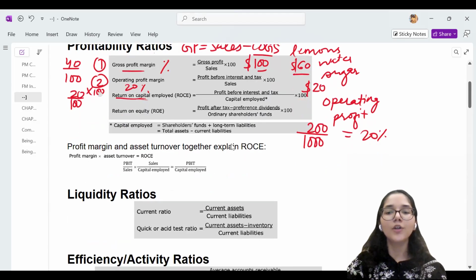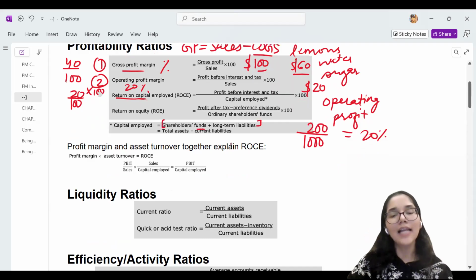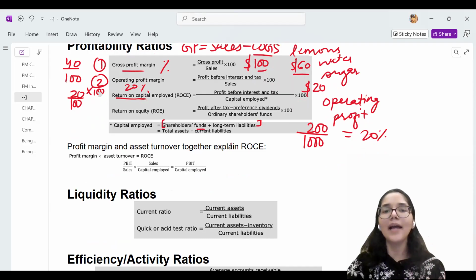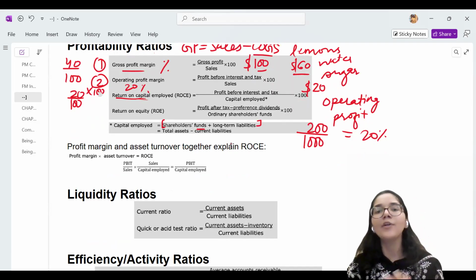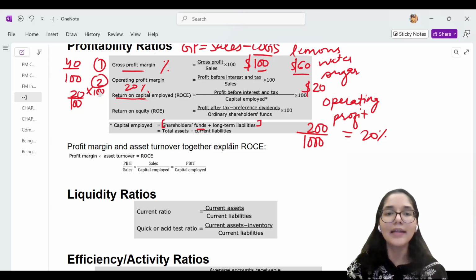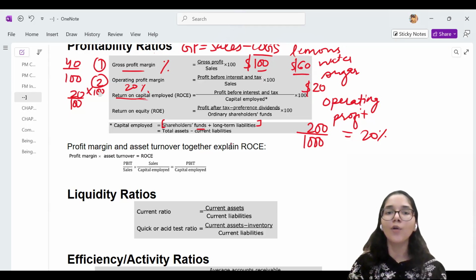Capital employed, there are two ways you can calculate it. Either you can take the shareholders' funds and add long-term liabilities to it. Why are we adding the liabilities? Because the long-term liabilities will usually be the loan. Why does a business take a loan? Maybe to buy a machine, maybe to buy a building, maybe to buy a plant. So whatever money you've taken on a loan, that money is also being utilized in the business. It is employed in the business.